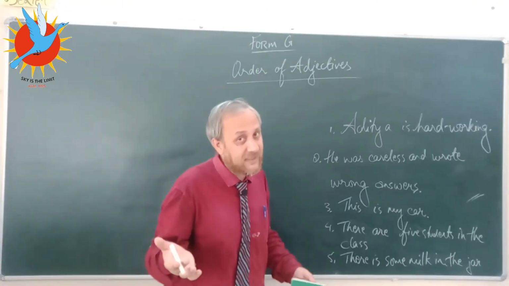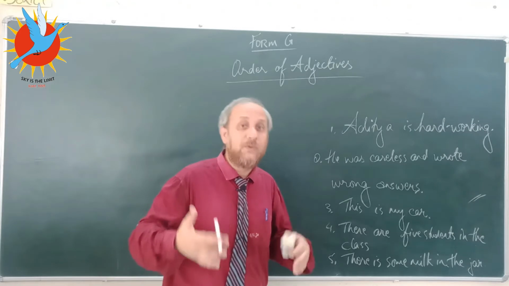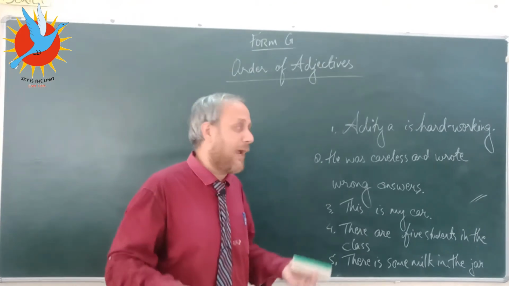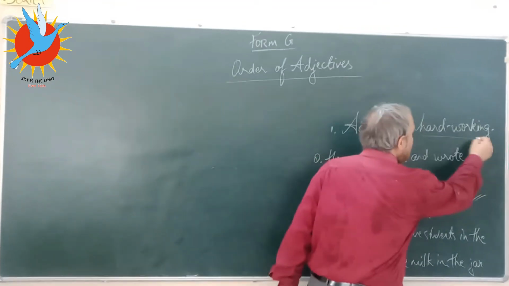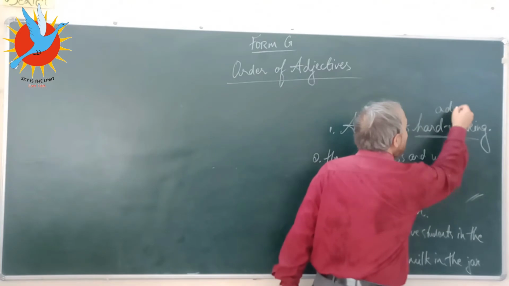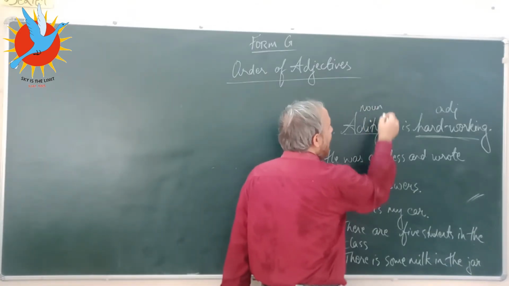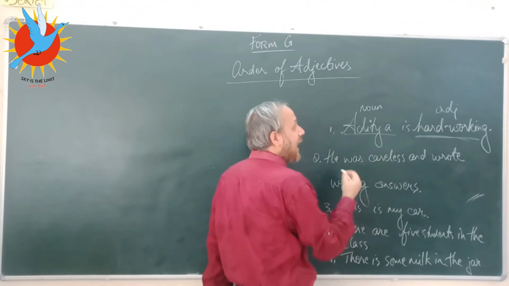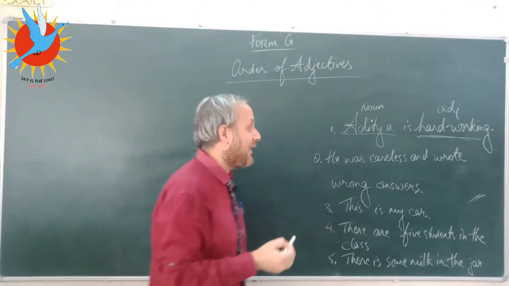So what is an adjective, kids? An adjective is a word that describes nouns and pronouns, or that gives us more information about nouns and pronouns. If you look at the first sentence, Aditya is hardworking. This word hardworking is an adjective that gives us more information about the proper noun, Aditya. What kind of a boy is Aditya? Aditya is a hardworking boy. This is an adjective of quality or a descriptive adjective.